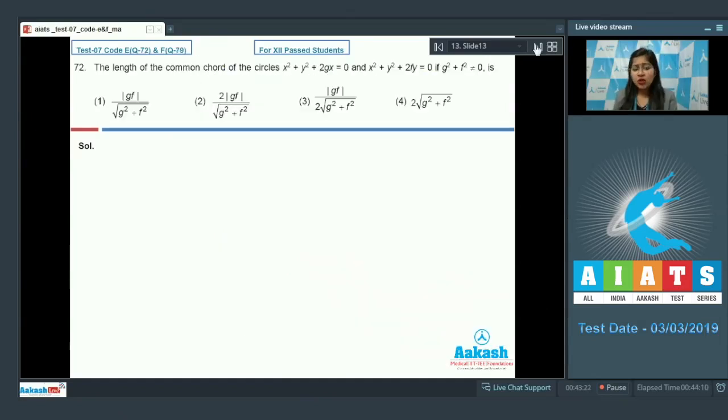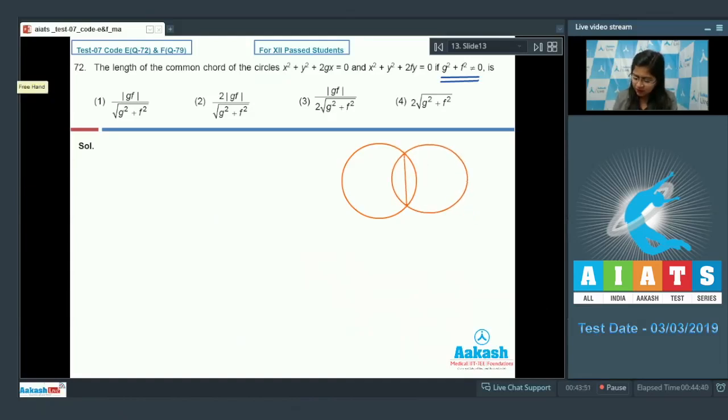Next is question number 72, which says that the length of the common chord of the circles x square plus y square plus 2gx equal to 0 and x square plus y square plus 2fy equal to 0, if g square plus f square is not equal to 0, is. This means that neither g nor f is equal to 0. Now we have to find the common chord of the circles. Let us say these are the two circles and this is the common chord AB, and let us say the centers are P and Q.